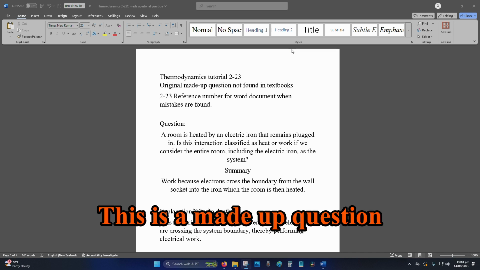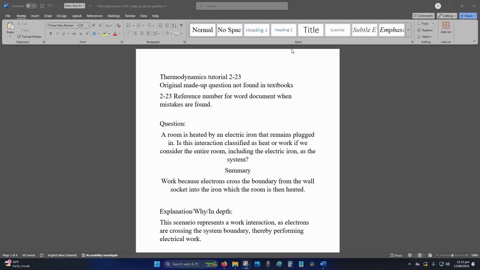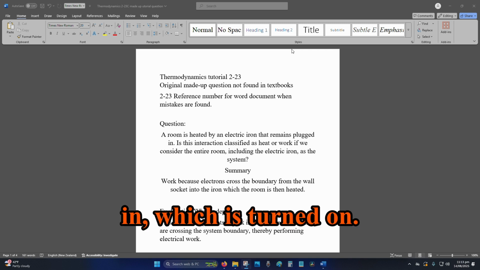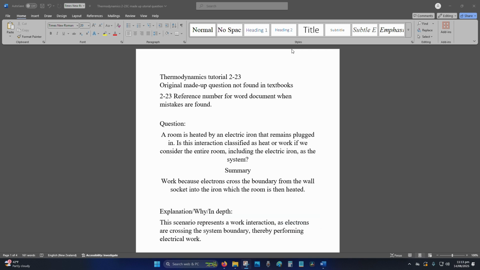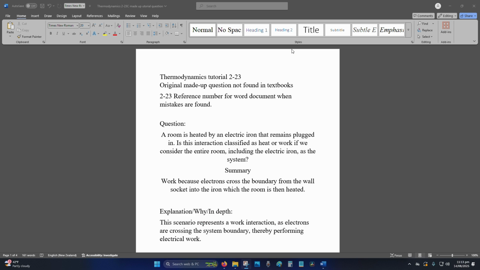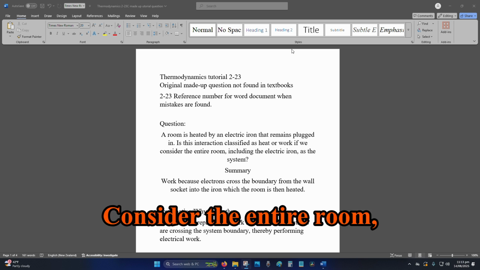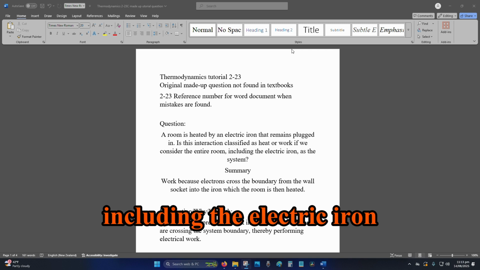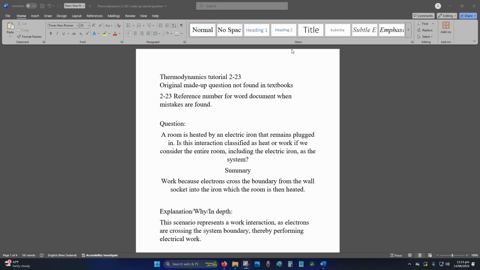This is a made-up question not found in your textbooks. We have an iron plugged in, which is turned on. Is the interaction classified as heat or work? Consider the entire room, including the electric iron, as the system.